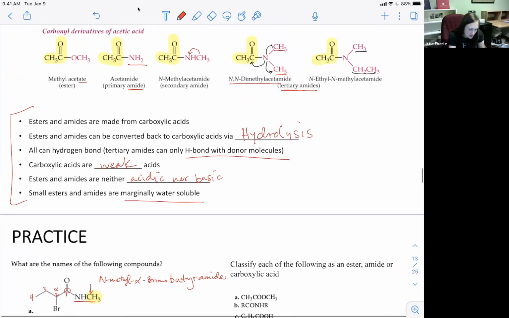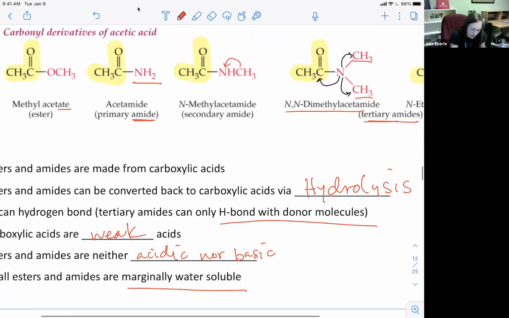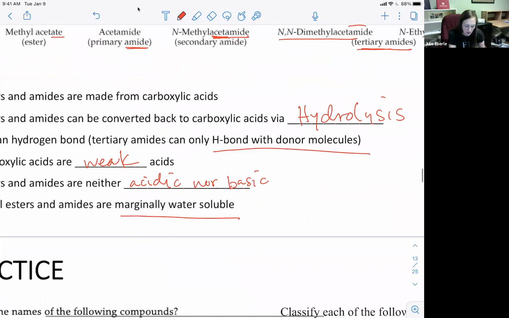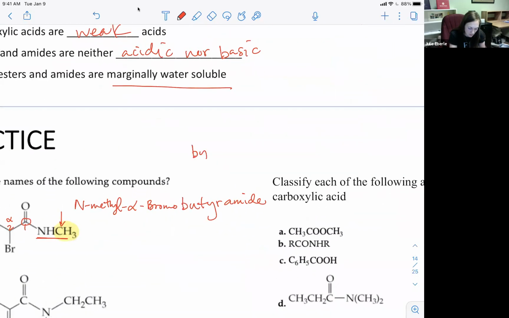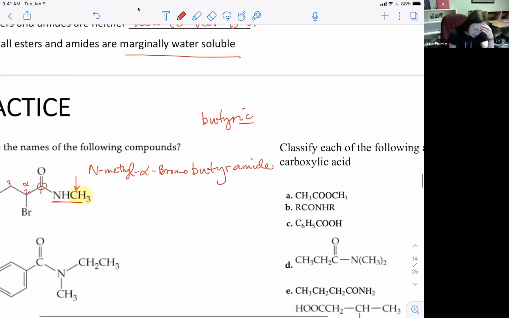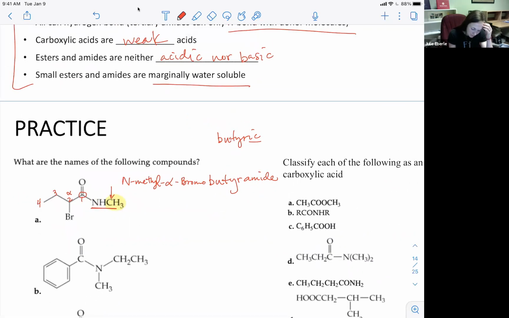See, just the way we did up here. When we have an amide, instead of acetic acid, it was acetamide. You take the ic part off and you put the word amide on. So instead of butyric, we take the ic part off and we put the word amide on. See that? So this is a crazy name, N-methyl alpha bromo butyramide. It's even hard for me to say.